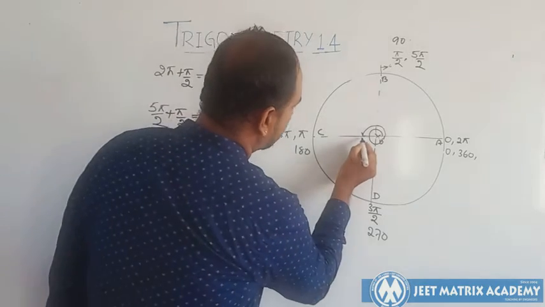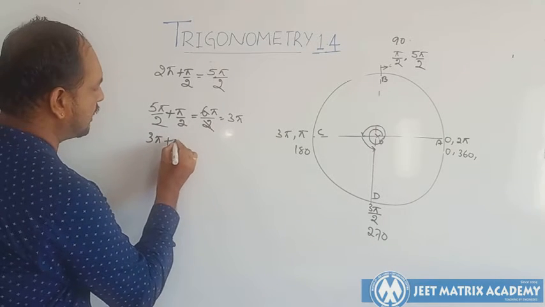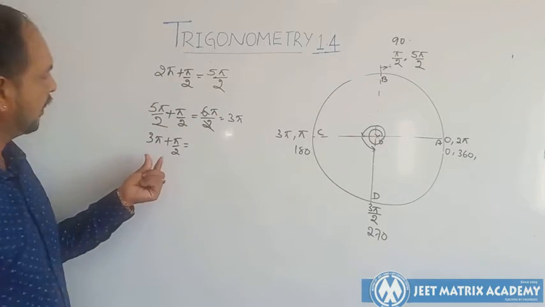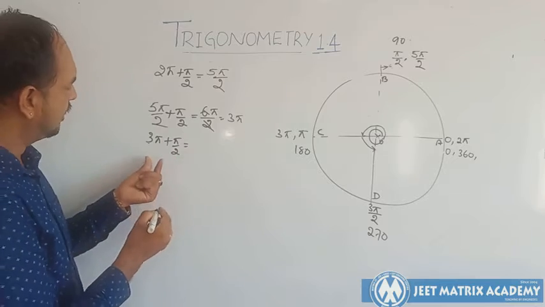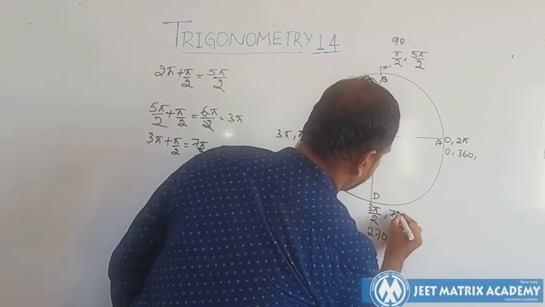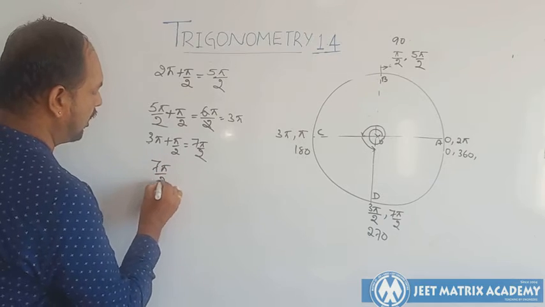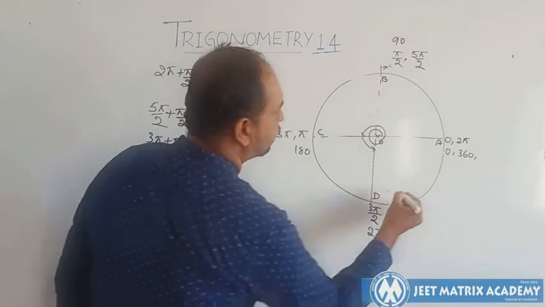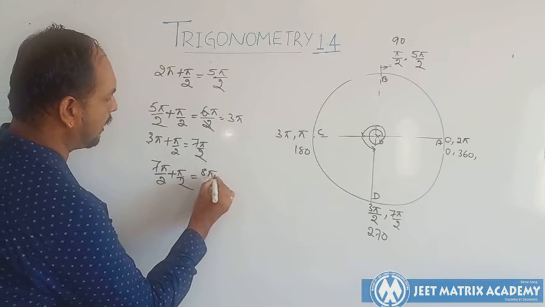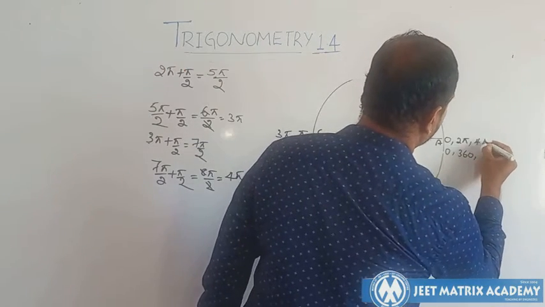Now 3 pi happened, then it moves to the fourth quadrant, that is 3 pi plus pi by 2. What happens? 3 pi plus pi by 2. So 3 twos are 6, 6 plus 1, that is 7 pi by 2. Now 7 pi by 2 you got, again add pi by 2, so that means 8 pi by 2, which is 4 pi. So this place is 4 pi.